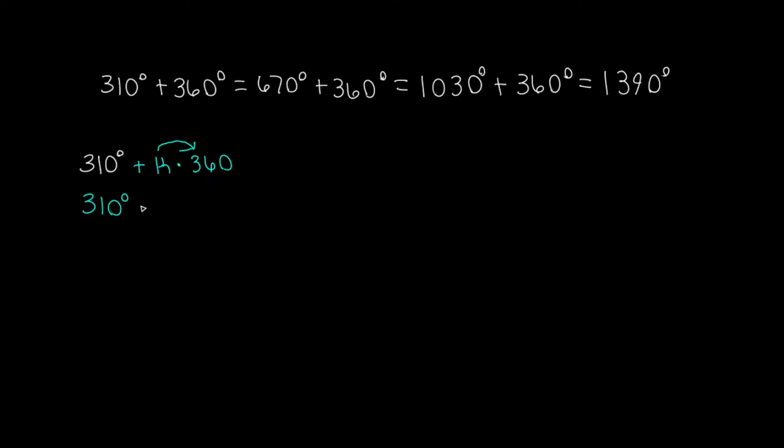We have 310 degrees plus we put 2 in for k times 360 degrees. So now we have 310 degrees plus 720 degrees. And this angle is coterminal. This is 930 degrees. Or I'm sorry, this is 1030 degrees.